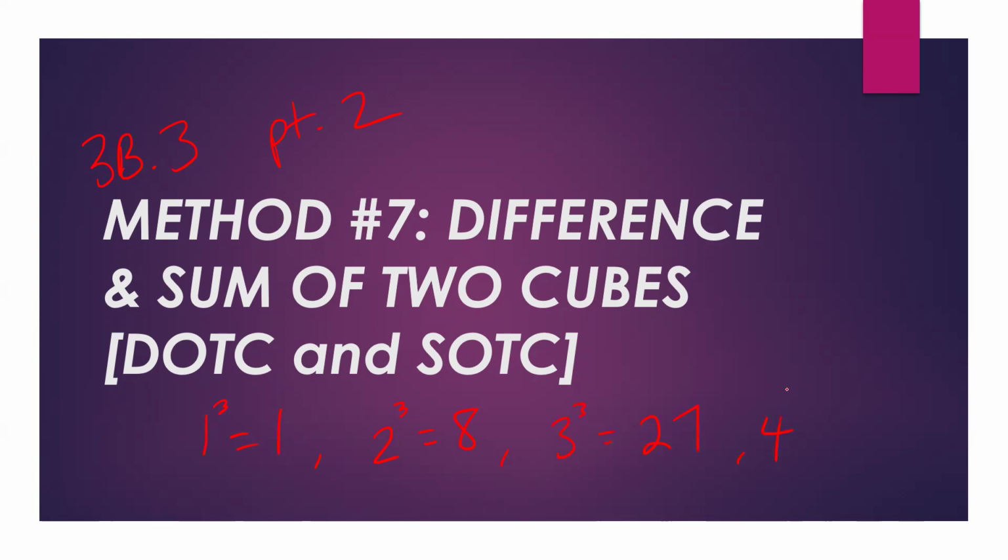Then we have 4 cubed. 4 cubed is 64. We have 5 cubed. 5 cubed is 125. And you keep going and going. Make sense? So a cube is just 2 times 2 times 2, 3 times 3 times 3, 4 times 4 times 4, 5 times 5 times 5. Bam, right? Those are our cubes.